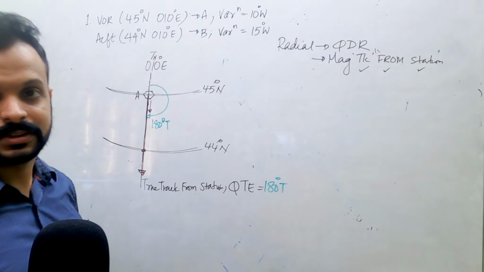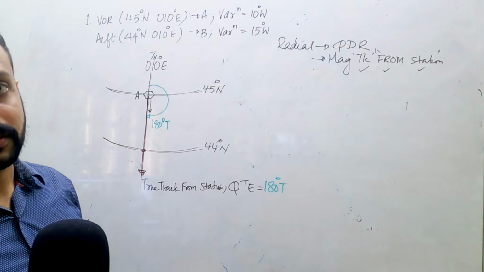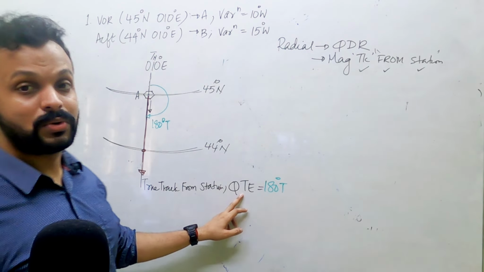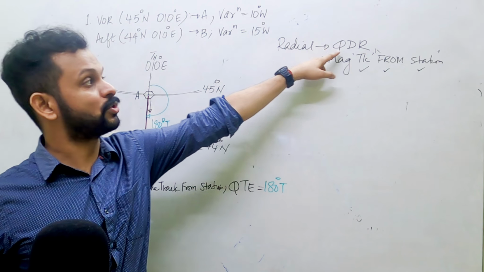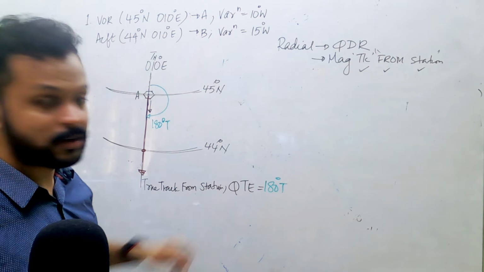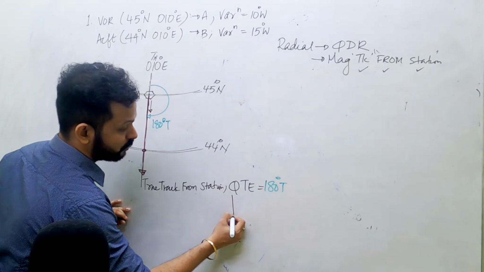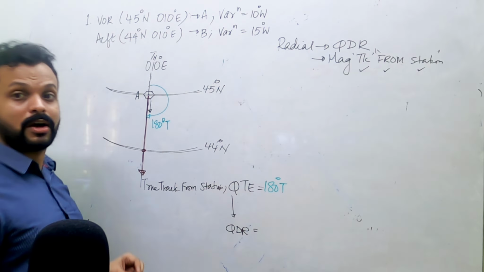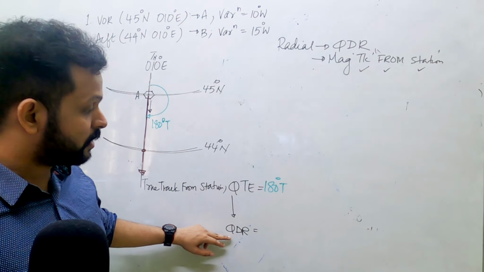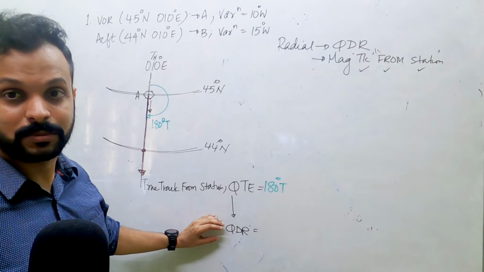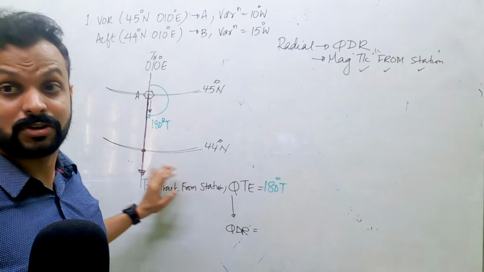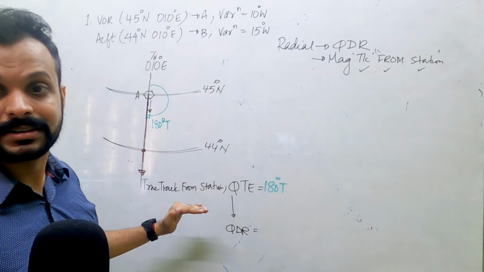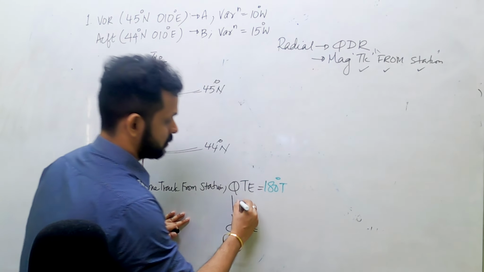You will definitely have this in the options. Do not go for this because it appears to be 180, but that is correct. But that is QTE, not the radial, because radial is not QTE, it is QDR. How will you find QDR if you have QTE? This is another point which you have to very particularly understand. How will I find QDR, which is a magnetic track from station, if I have QTE, which is a true track from the station? What connects these two? This is the true value, this is the magnetic value from the station. Variation, yes.